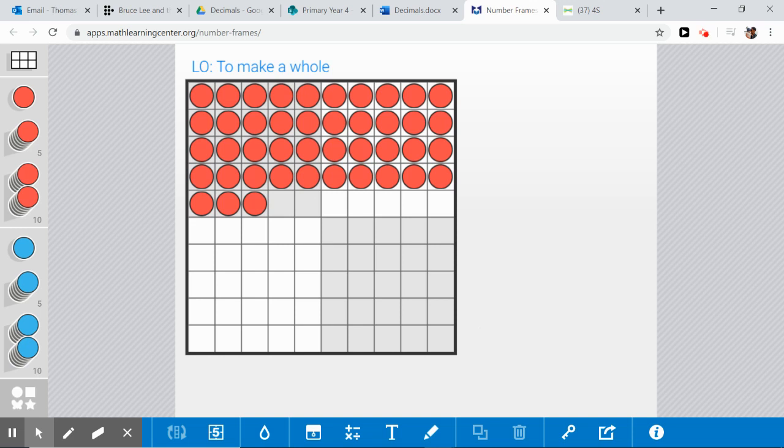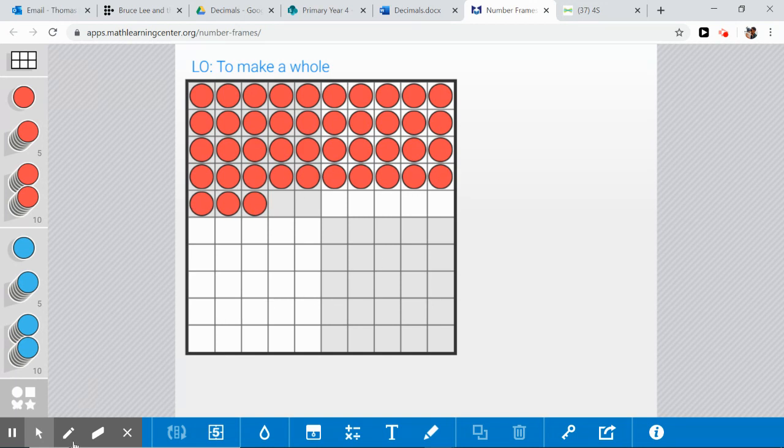Good morning. Today we're going to carry on with our decimals learning, and today our learning objective is to make a whole. So we know we've not got one whole covered yet. So what we're going to do, we're going to look at how much of this whole one is covered. So you can see that we've got 1, 2, 3, 4 tenths and 3 hundredths.